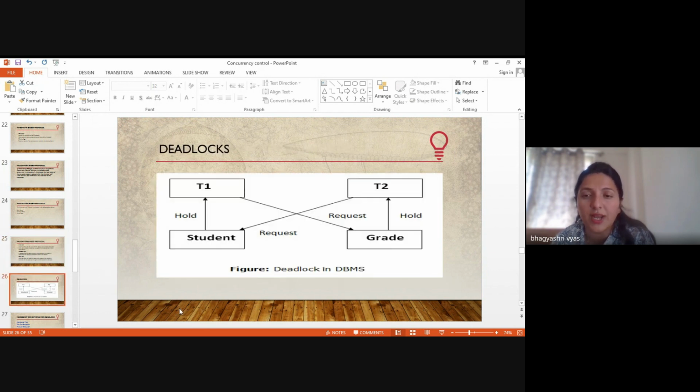Now we talk about the deadlock. So deadlock is what? Deadlock is a situation when we will not roll back or commit the database. Or we can say that so many requests are coming at the same time. Okay, so T1 transaction is held by this student, and T2 transaction is held by this grade. Okay, so T2 is asking for the student while T1 is asking for the grade at the same time. So maybe it happens that both the transactions got held.